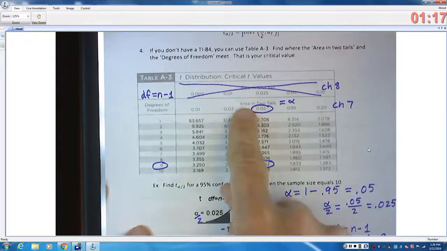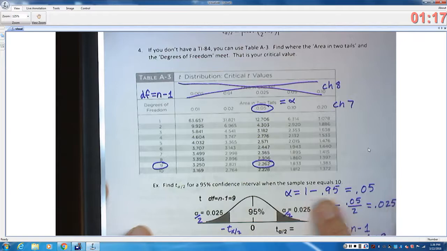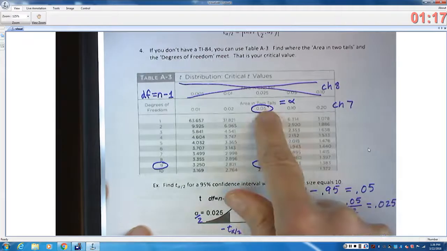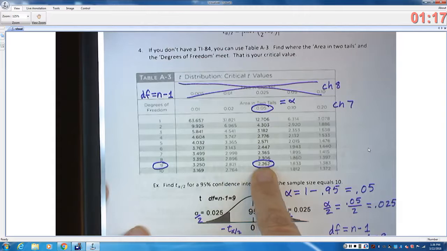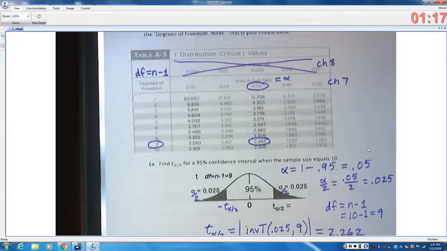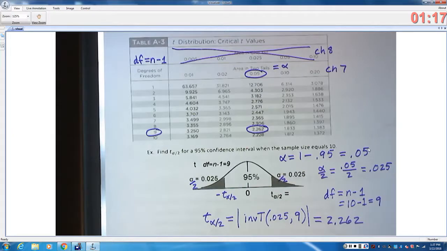So on the table, you're always looking just for alpha, and the area in two tails is alpha. You don't have to divide it by 2. Look at 0.05, go down to degrees of freedom, and that's your critical value. So we found it on the table pretty easily. I think actually the calculator might be more work. I think it might be easier to use the table than the calculator.